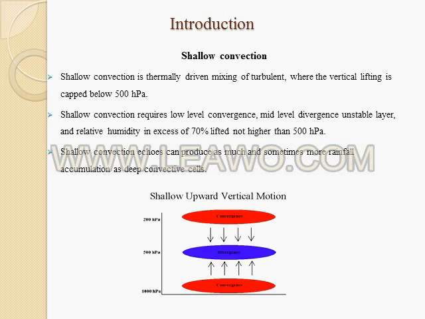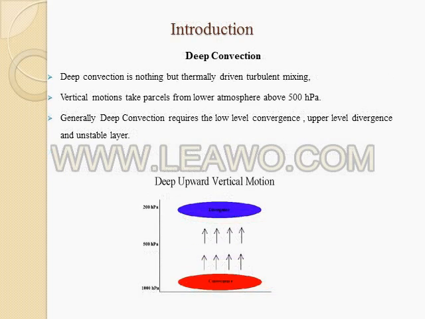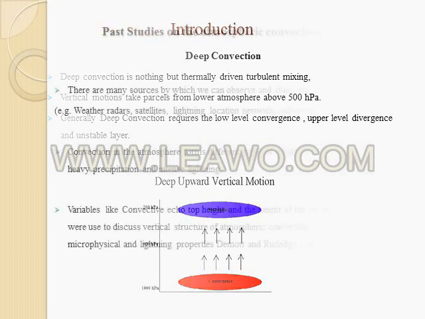Shallow convection echoes can produce as much, and sometimes more, rainfall accumulation as deep convective systems. And the deep convection figure shows that it requires low level convergence and upper level divergence. There is no middle level convergence or divergence, and generally deep convection requires low level convergence.